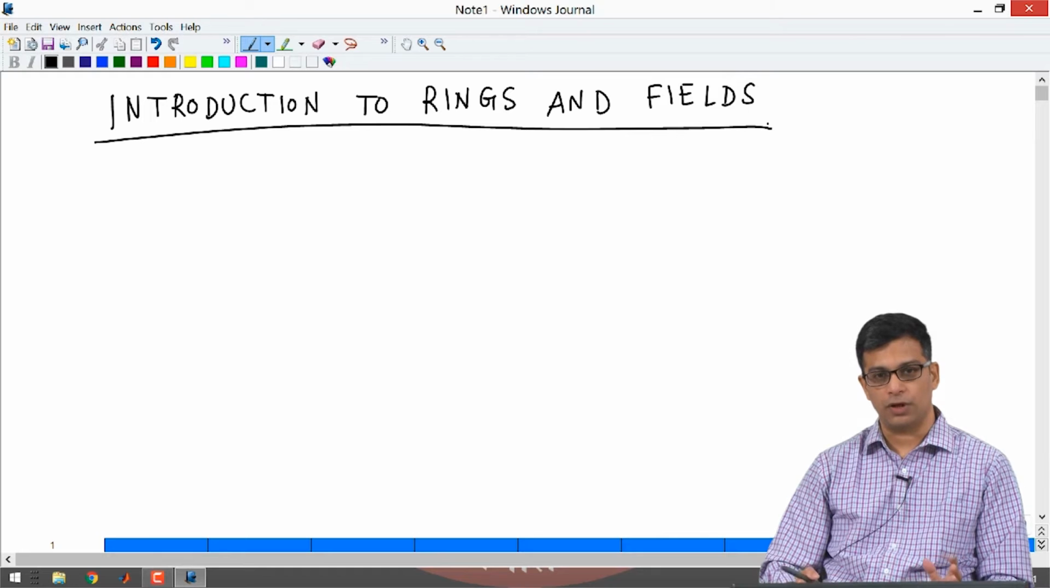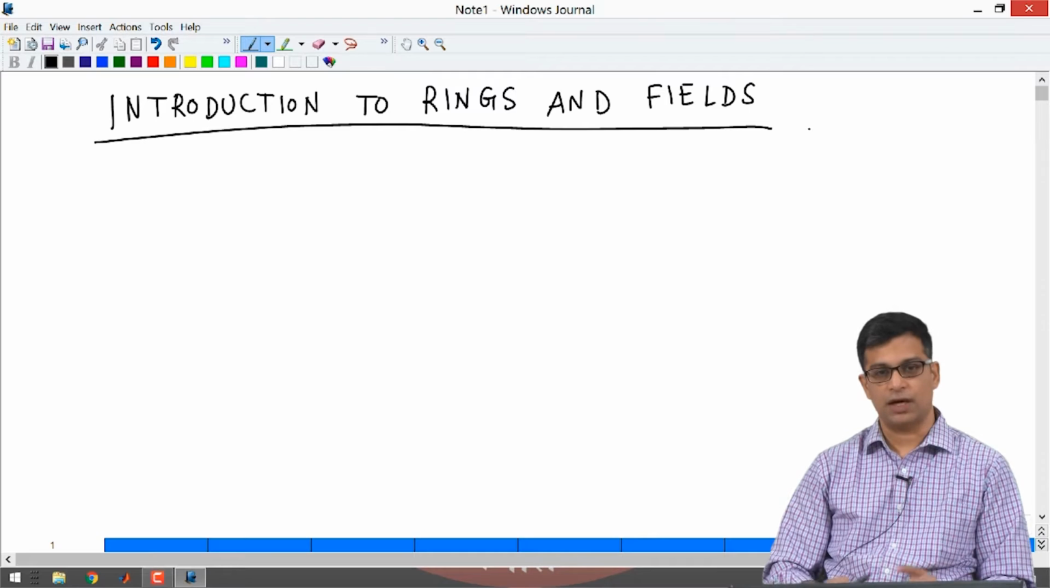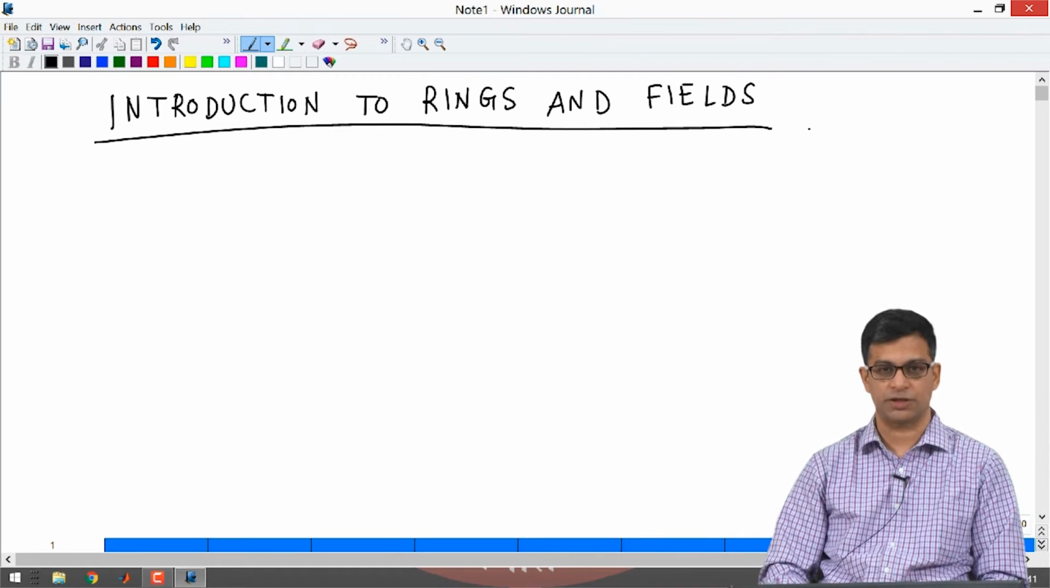Roughly the plan for the course is around half the time, about 4 weeks, we will do rings, 4 to 5 weeks, and the remaining time we will do fields. Fields are just special cases of rings, they are rings with certain additional properties. So, after studying ring theory we will focus on fields for the last part of the course. Let us start today with a general introduction to rings.